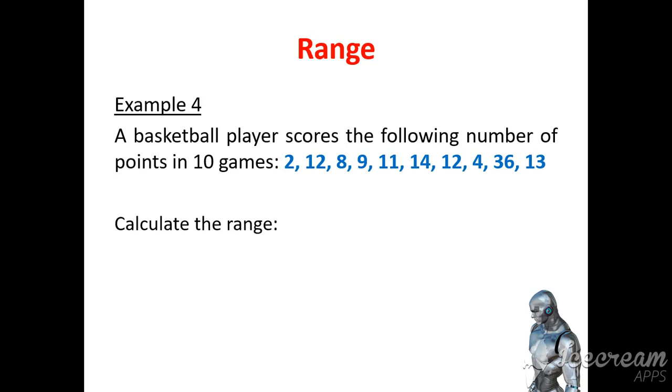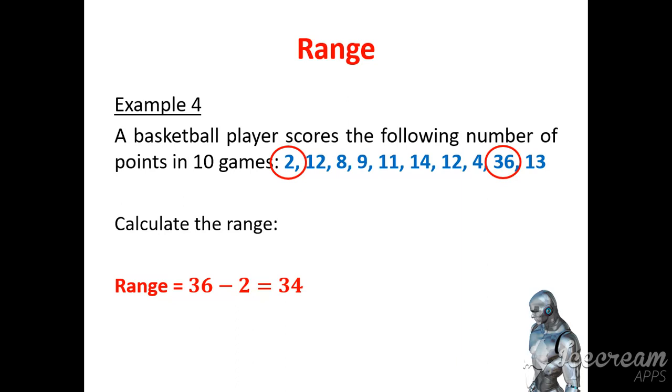All right, well, let's finish with this example, number 4. A basketball player scores the following number of points in 10 games. So we're going to calculate the range. Well, we know the range is the highest minus the lowest. So the highest is 36, subtract the lowest is 2. 36 subtract 2 gives us a range of 34.